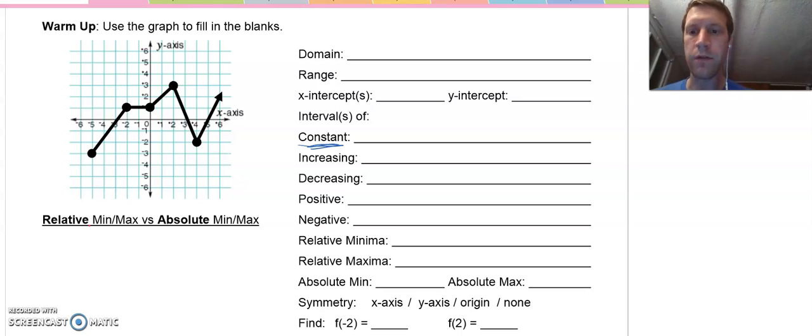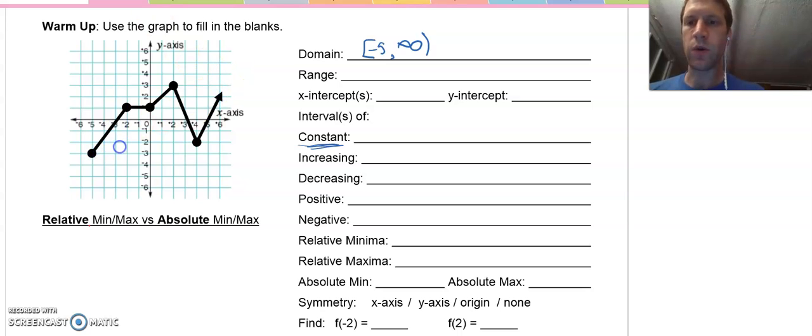Okay, so for this graph, the domain, again, is our x values, right? So we work from left to right. We list everything here in interval notation. So for my x values, my lowest x value is all the way to the left. My highest x value is all the way to the right. And of course, this is going to keep going to the right, so it'll go to infinity. So this will be -5 to infinity.